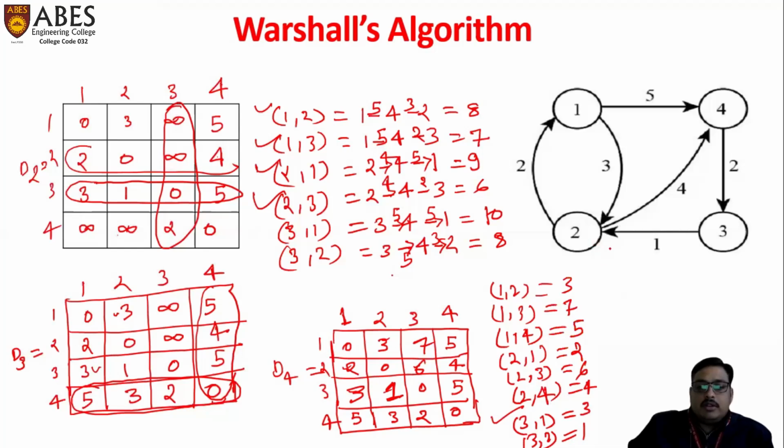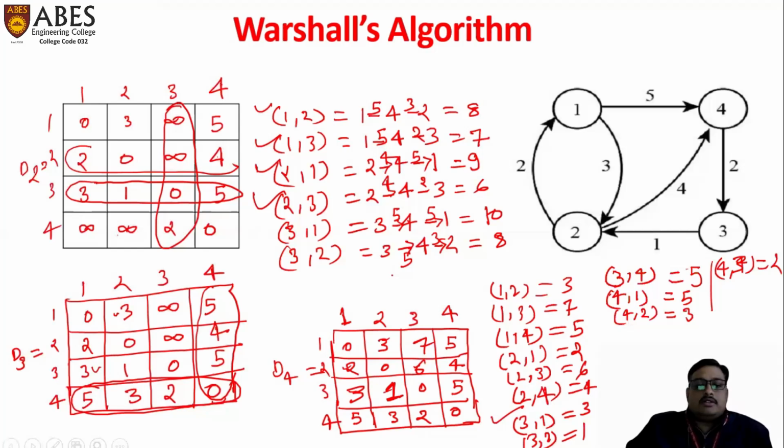Similarly, for 3 to 4, we have 5. For 4 to 1, we have 5. 4 to 2, we have 3. Similarly, for 4 to 3, we have 2. So see, these are all the all-pair shortest distances we have calculated using Warshall's algorithm.